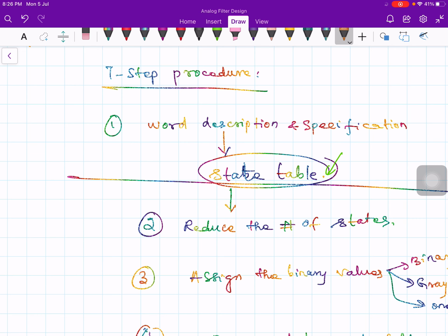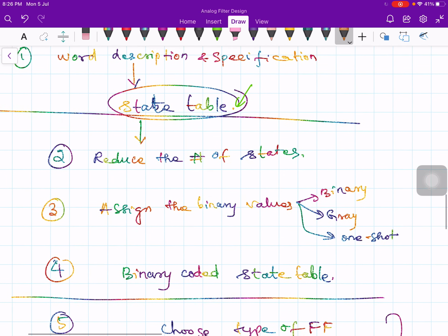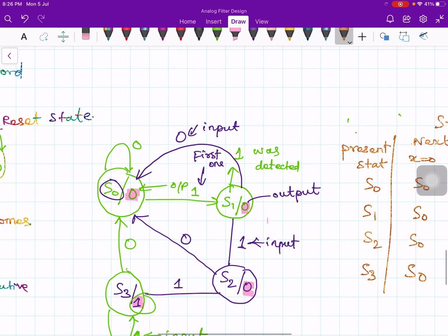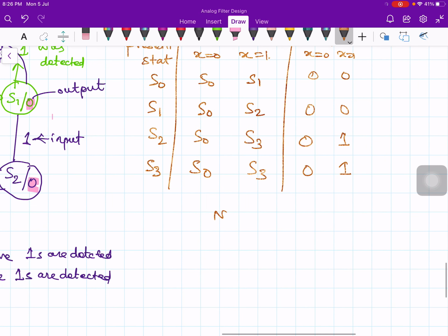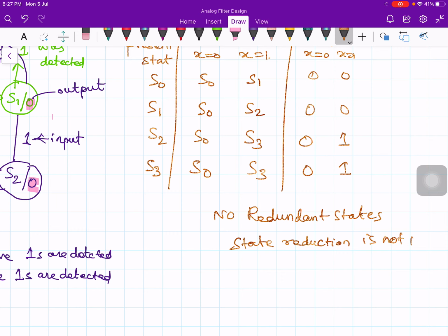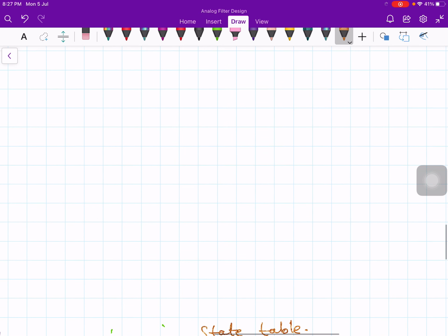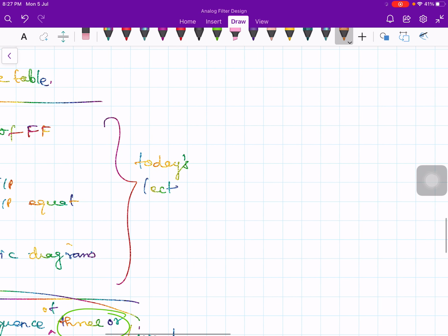Reduce the number of states. Now we can't reduce the number of states here. Okay, there is no redundant state. If you look at the state table, no redundant state. So state reduction is not possible. So first step is over. This is my second step. Second step also over. What is the third step? Third step is assign the value, right?